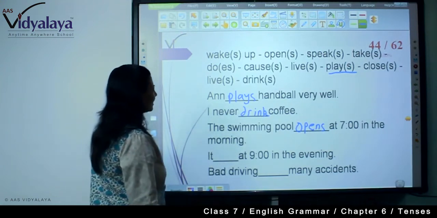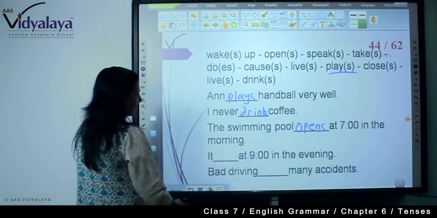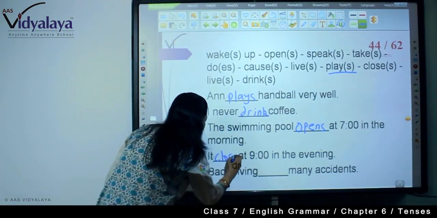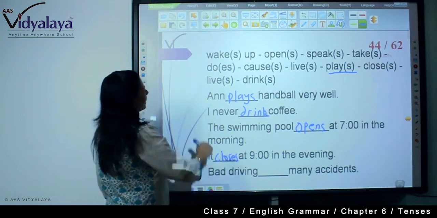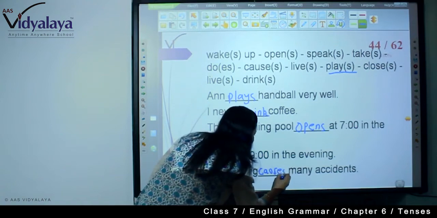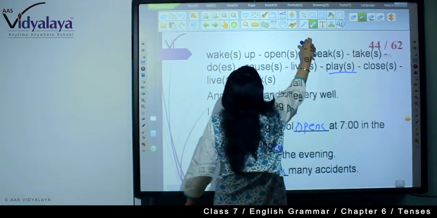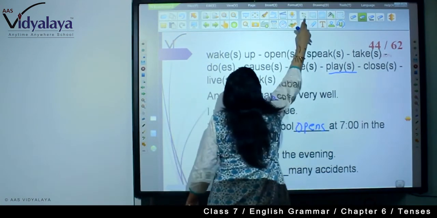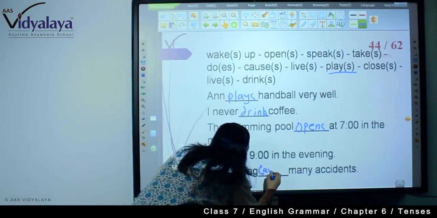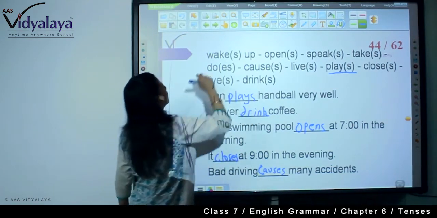Now, it closes at 9 in the evening. It closes. Bad driving causes, because here it is causes.